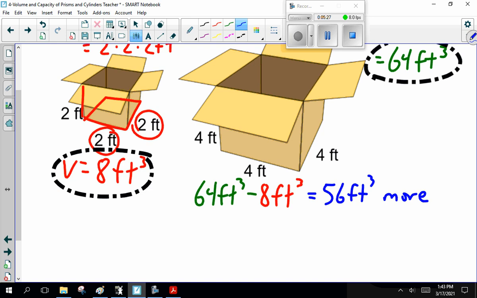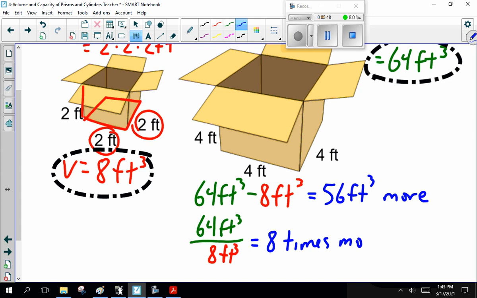But be careful. If you go on video online, they'd ask you to compare these. They might go 64 feet. I wouldn't ask this. What is 64 divided by 8? Well, it's 8 times more. The big box will hold 8 times the little box. Or you can put 8 little boxes in the big box.